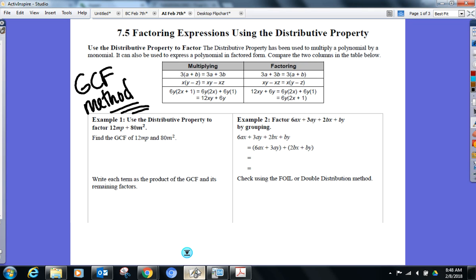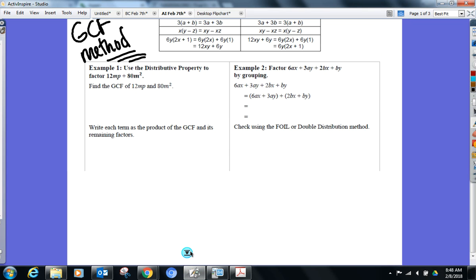and the GCF method. Please take a look at example 1. I have 12MP plus 80M squared. All right. If you don't have them out already, let's get the calculators out. There's one extra up there if somebody needs it. Everyone needs a calculator in front of them here. I don't know how many of you are going to do this in your head.